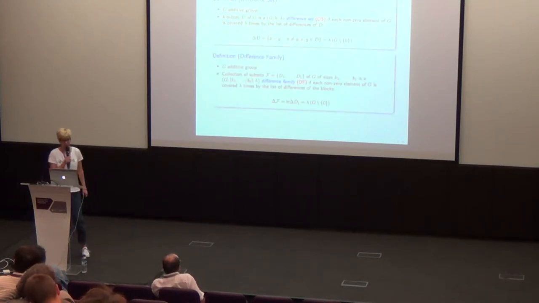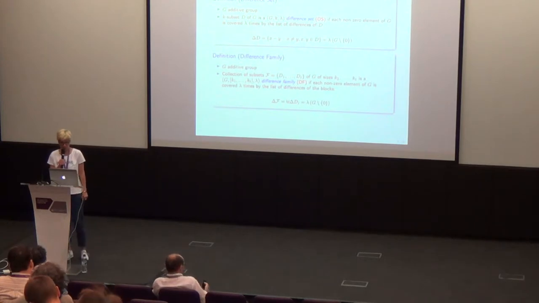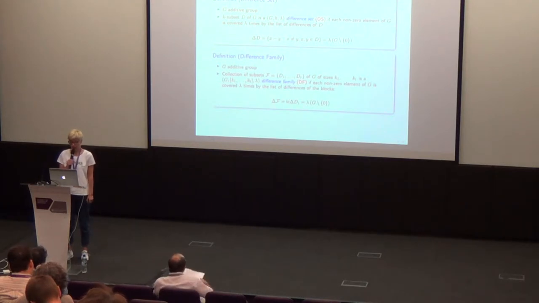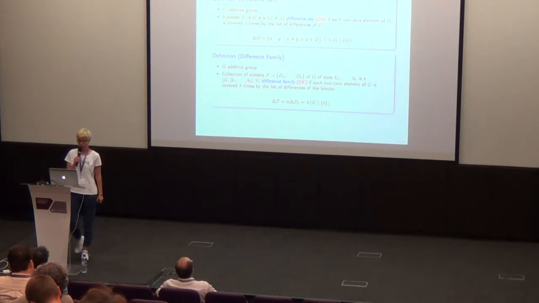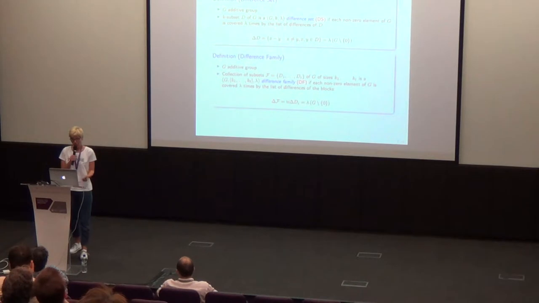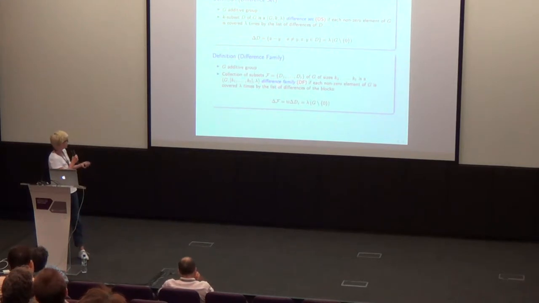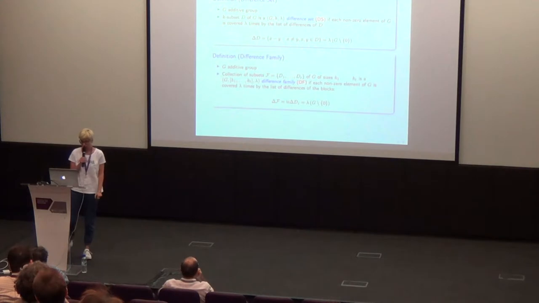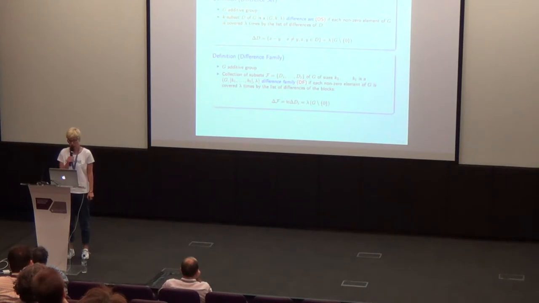So I start my talk with a definition of a difference set. If you have a k-subset D in an additive group G, it is a (G, k, lambda) difference set if each non-zero element of G is covered exactly lambda times by the list of differences of D. And if you have a collection of subsets D1 through DT, with sizes k1 through kT, with these parameters here, you call it a difference family if each non-zero element is covered exactly lambda times by the list of differences of the blocks.